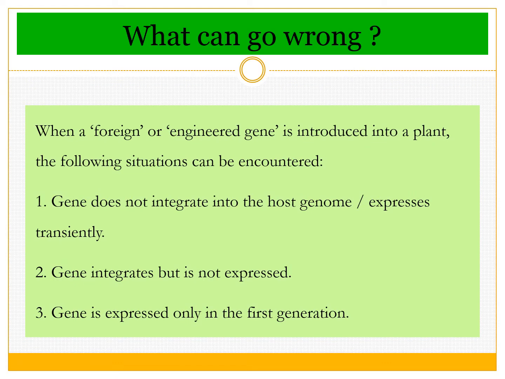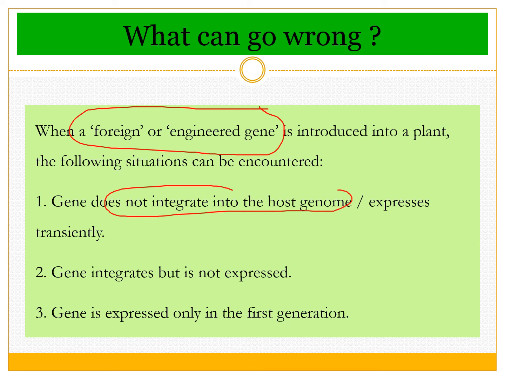Okay, so what can go wrong when a foreign gene is introduced into a plant? Now, one must remember, based on the laws of selection, a foreign gene is a foreign object to the plant. So the plant's host machinery, which is the genetic machinery, will recognize this as a foreign gene. So the gene may not integrate into the host genome. So it may express transiently.